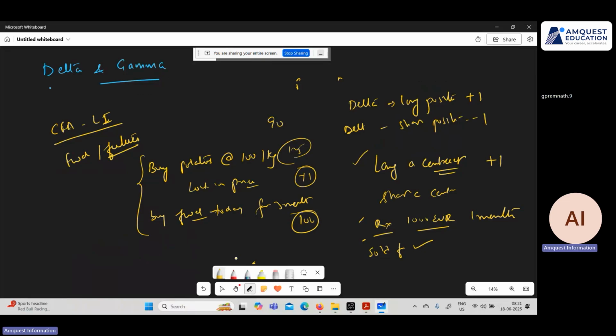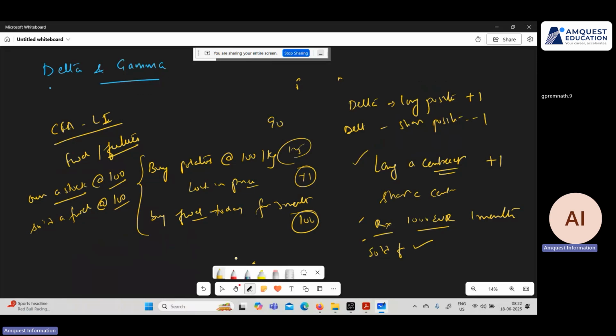Now, what I'm saying is, you already own a stock worth rupees 100. You are scared that the price might go plus or minus, right? So you actually sold a contract, or sold a forward at the rate, let's say 100. So in that case, think about this.